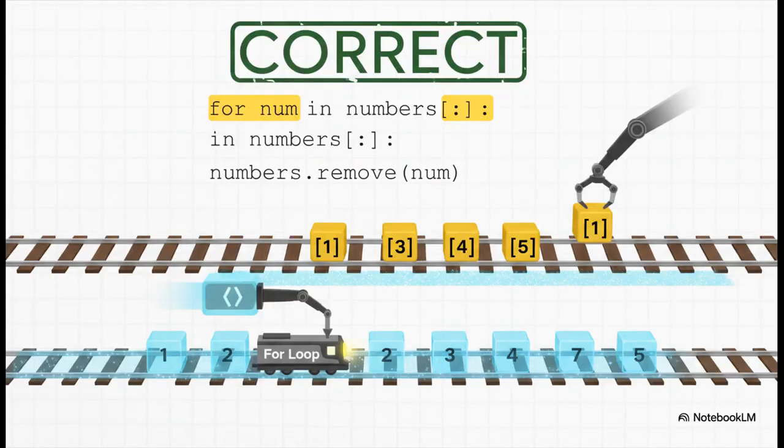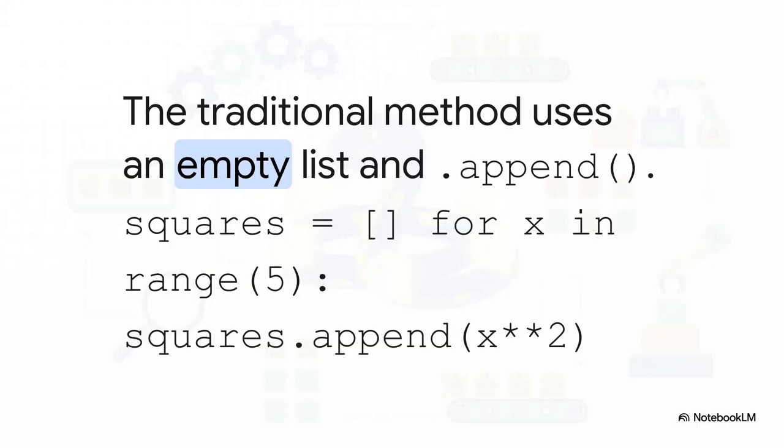Luckily, the fix is so simple, but it's brilliant. See that little colon? That tiny slice notation tells Python, hey, don't loop over the original list. Make a quick copy and loop over that instead. This gives your loop a stable list to work with, while you are totally free to modify the original one safely. Okay, let's look at one last pro tip.